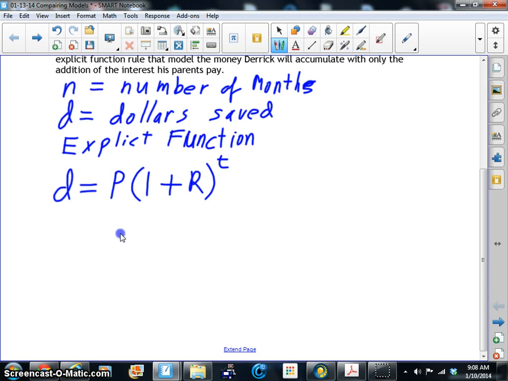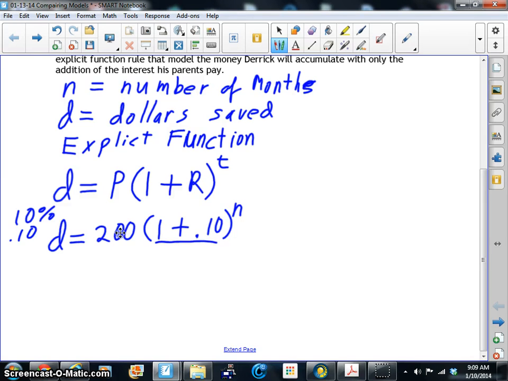So D is equal to 200 times 1 plus 0.10, to the power of n for the number of months, since he's getting extra money every month. When we talk about 10%, we have to change that into a decimal, so that's 0.10. Now we can simplify this a little bit. D is equal to 200 times 1.10 to the power of n. And that's our explicit function.